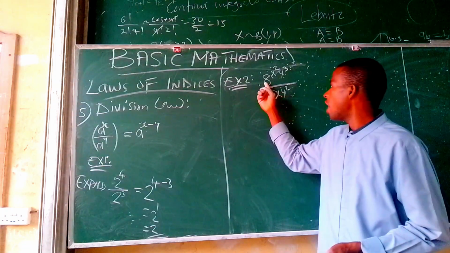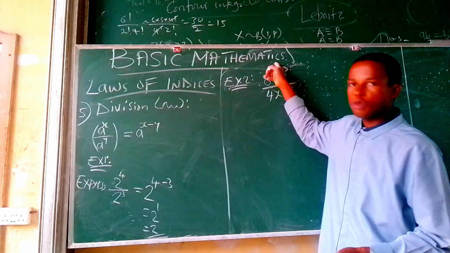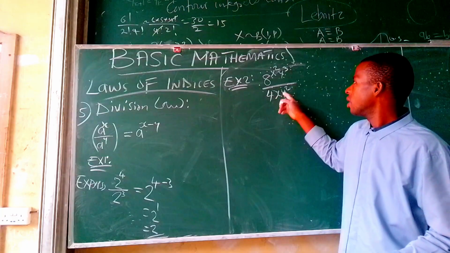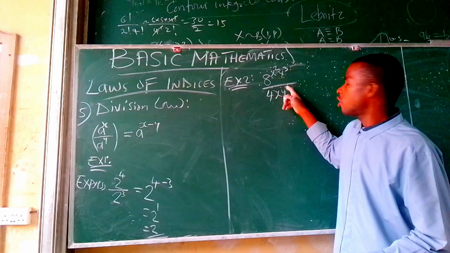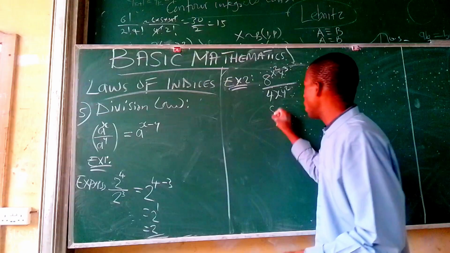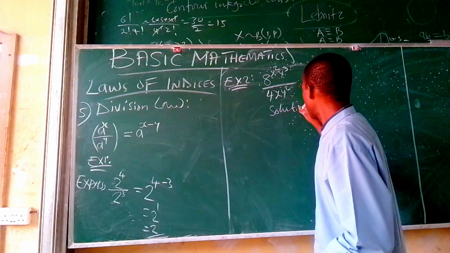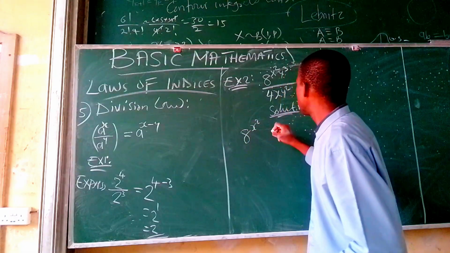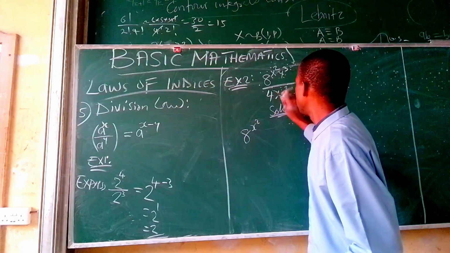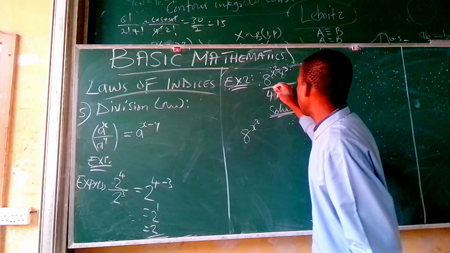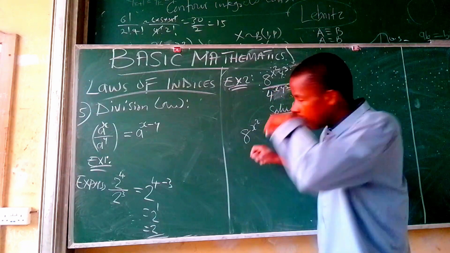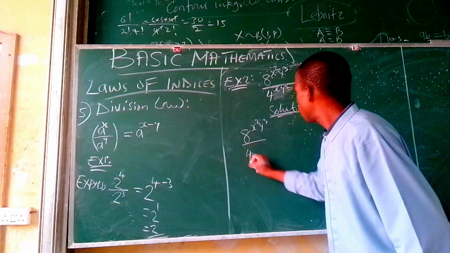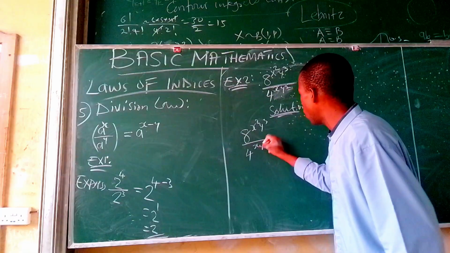Now if you look at the first one, we have 8 x raised to the power of 2, y raised to the power of 3. If you look at the downside, we have x and then y raised to the power of 2. Now let's explain this well. Solution. We have 8 x raised to the power of 2, and y raised to the power of 3, all over 4x y raised to the power of 2.